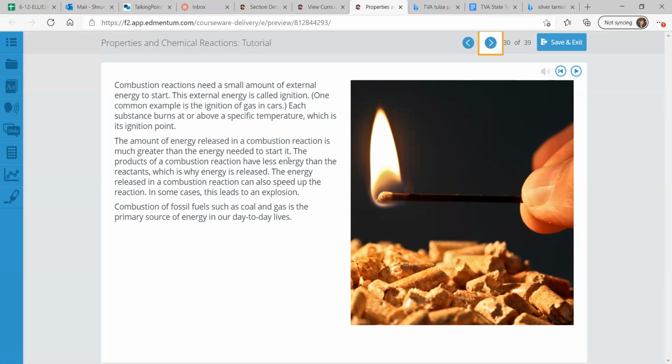The energy released in a combustion reaction can also speed up the reaction itself. And in some cases, this leads to an explosion because it's such a fast reaction. And combustion of fossil fuels such as coal and gas is the primary source of, well, it's our primary source for now, for our day-to-day lives.